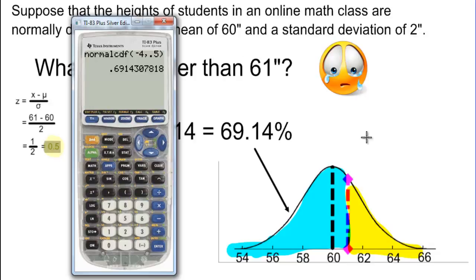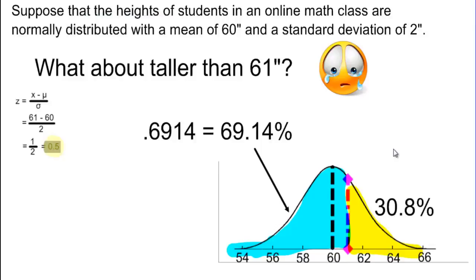Our question is how many are taller than 61 inches? So what we're looking for is this yellow shaded area. We know the total has to be 1. So if I go ahead and take 1 minus our answer, we will have our yellow shaded area, which is 0.3085, or approximately 30.8%. So we can say that 30.8% of students in the online math class were taller than 61 inches.